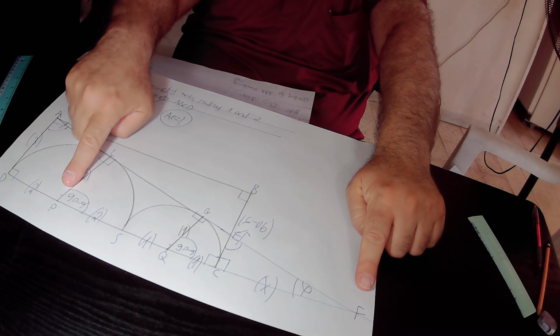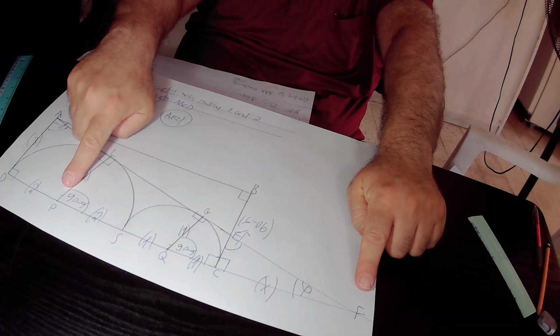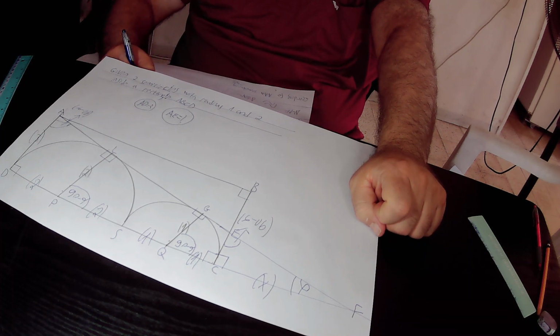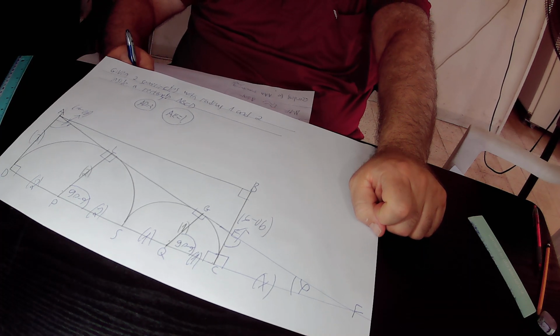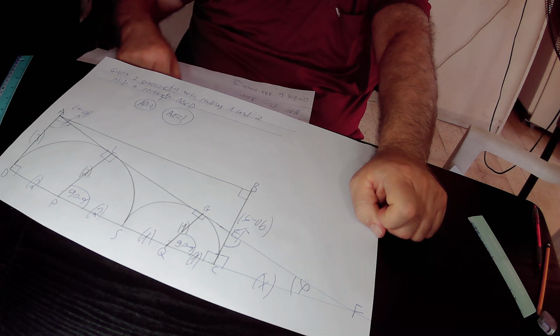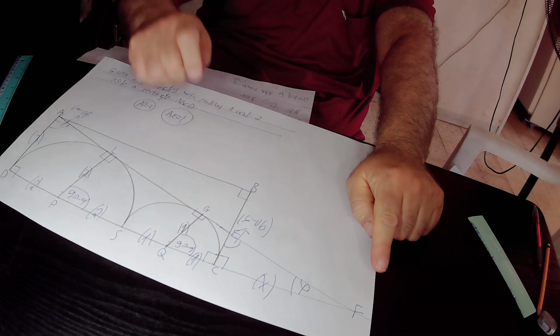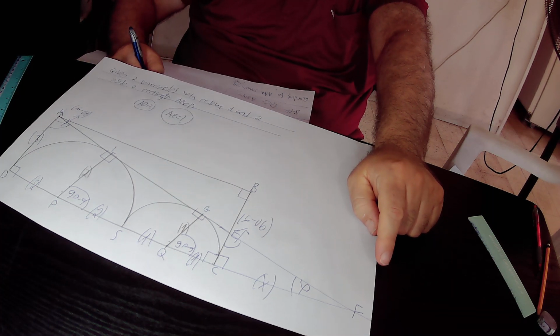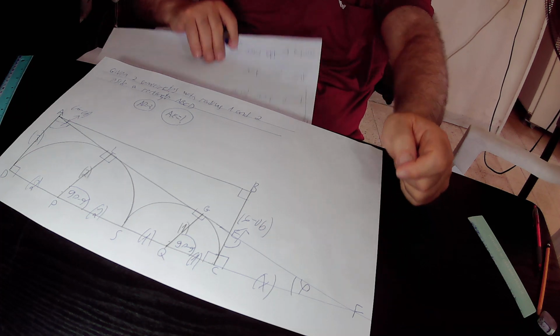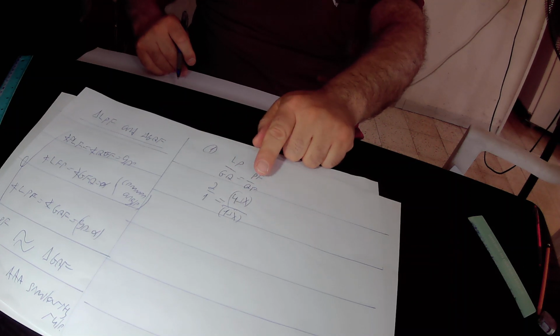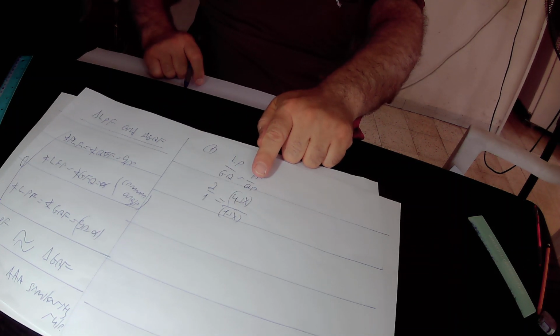So in total PF equals 4 plus x, over QF. QF in total equals 1 plus x. In conclusion, we found out that 2 equals 4 plus x over 1 plus x.